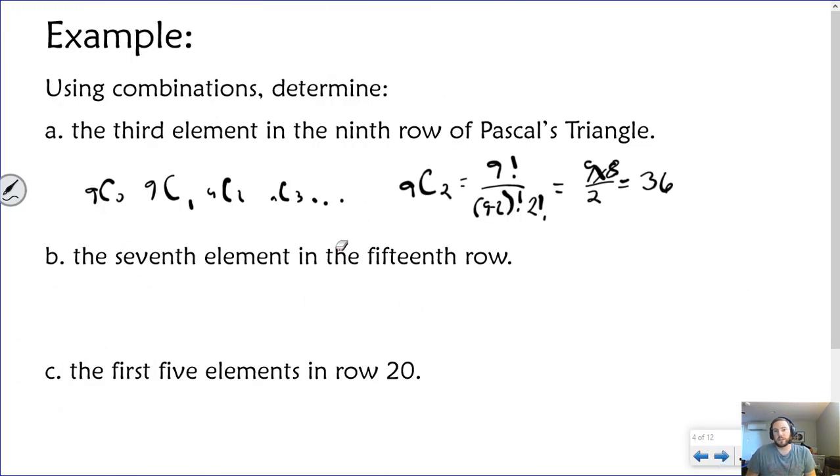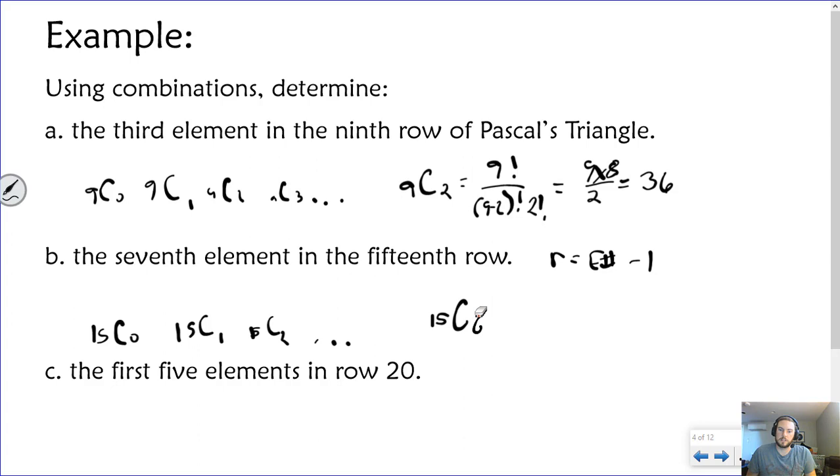Okay, so same thing here, the seventh element in the 15th row. So the 15th row is going to be 15 choose 0, and then 15 choose 1, and 15 choose 2, and so on and so on, where the element number minus 1 is my R, right? So my R value for my combination is going to be the element number minus 1. So if I'm looking for the seventh element in the 15th row, I'm looking for 15 choose 6, not 7, because it's minus 1. So again, 15 choose 6.